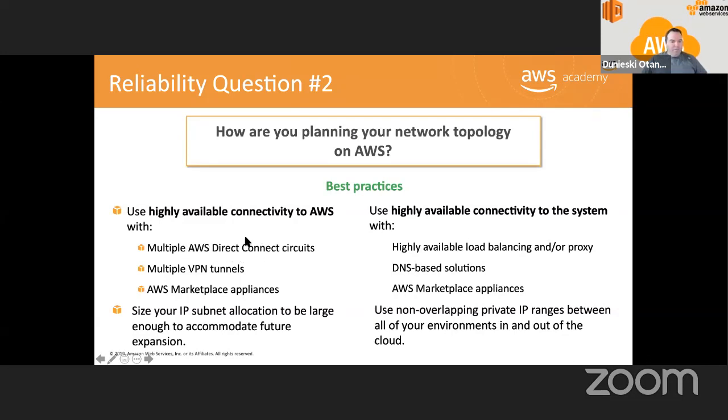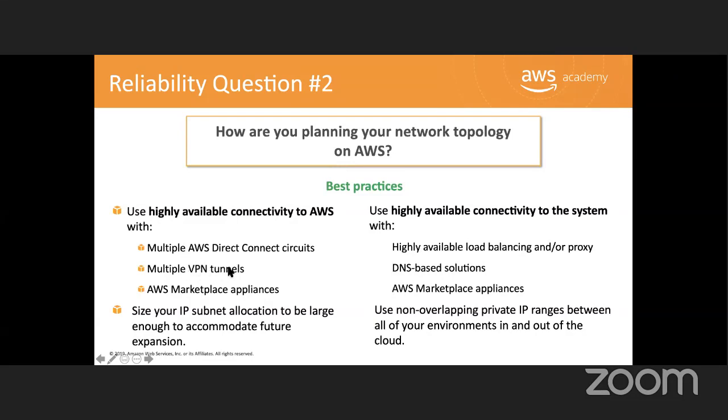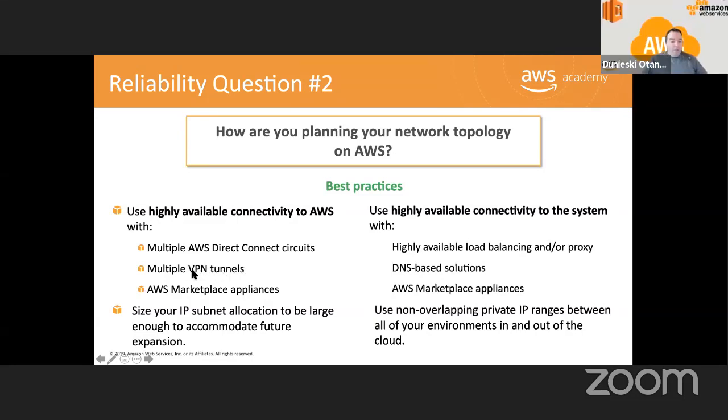So that's very important. Also, the tunnels for the VPN site-to-site connection, you should have more than one, and the minimum should be two, the same as with Direct Connect. You can get some appliances from the marketplace. Remember the NAT instance, we got it from the marketplace. The marketplace has a lot of solutions.